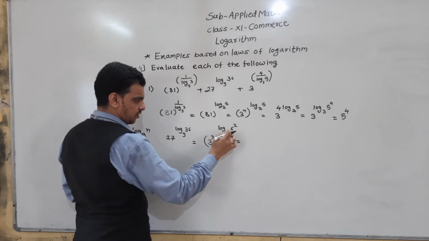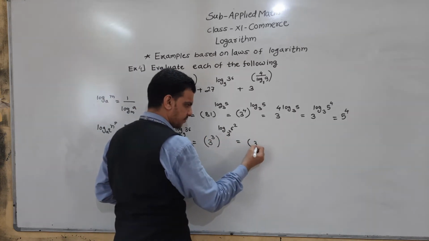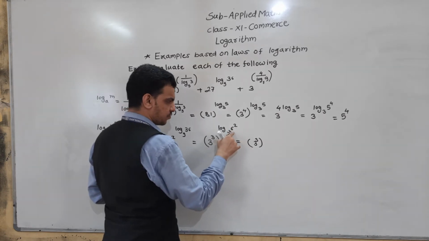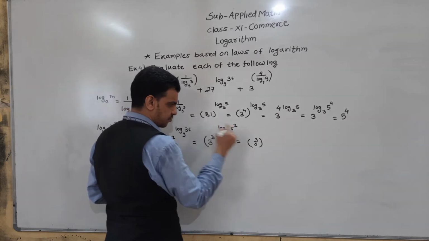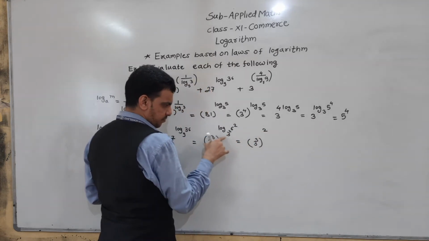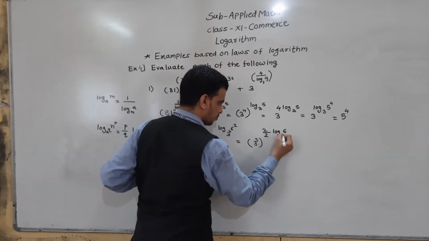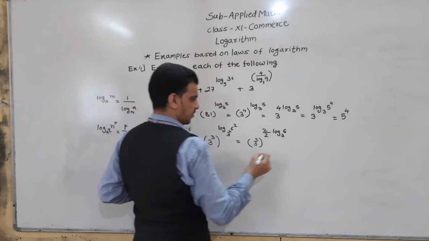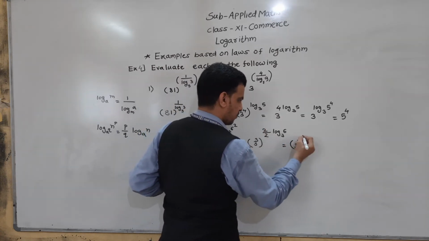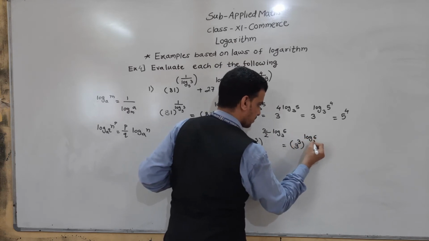Log of 6 square to the base 3 square. So this 3 raised to 3 as it is. Log of 6 square to the base 3 square: power of argument becomes numerator, 2, and power of base becomes denominator. So upon 2 into log 6 to the base 3. Okay, so 3 raised to 3. This 2 by 2 cancels. What remains? Log 6 to the base 3.